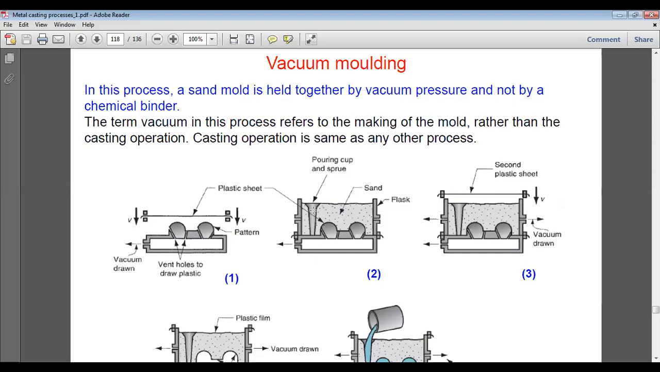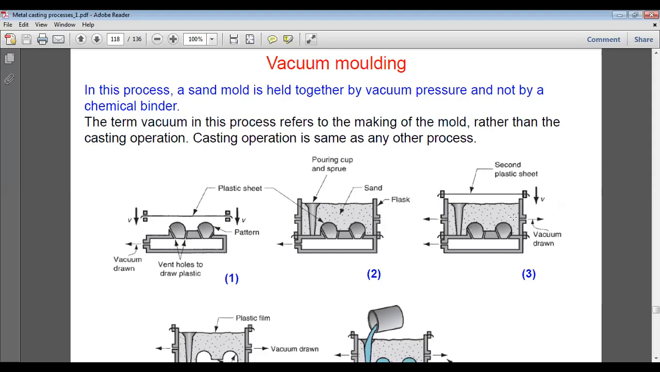So this way the plastic sheet will stick to this pattern, and then when this sticks to this pattern and the sand is filled over it, and again riser, runner, screw all are placed, and then a second plastic sheet, this one is first and another is placed above it.